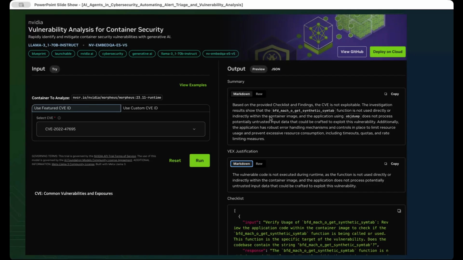And then the output is going to generate a summary and a justification. For example, over here, I think the agent doesn't think there's a risk. So it's not executed during runtime. Does not process potentially untrusted input data that could be crafted to exploit this vulnerability. So the final output will be like this report, right? To tell the summaries, what are the steps, what has it checked, what are the potential functions that may pose some risk, and also to provide the justification. It's also going to provide a detailed checklist for the humans to inspect whether there's any major things missed from there.